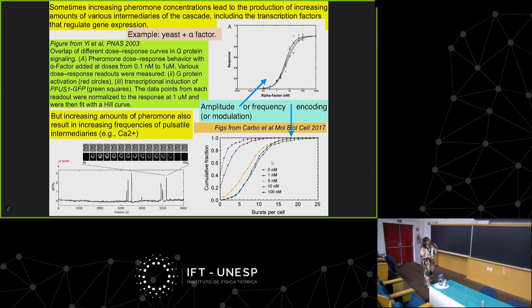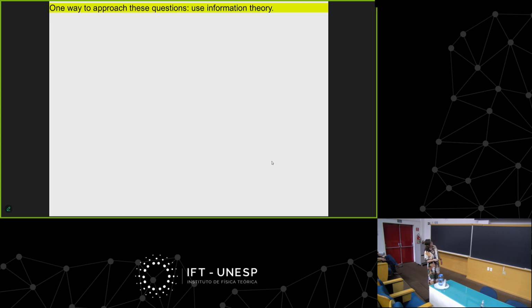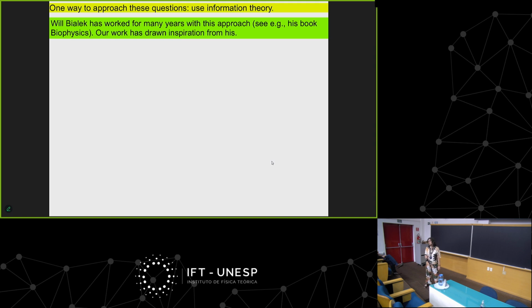So that's another motivating case for the type of work that we do. And so one way in which you can approach this question, which was what's the difference between encoding in amplitude and in frequency? What are the advantages when one of them could be better suited than the other? We used information theory, and basically we drew inspiration from Bill Bialek's work.